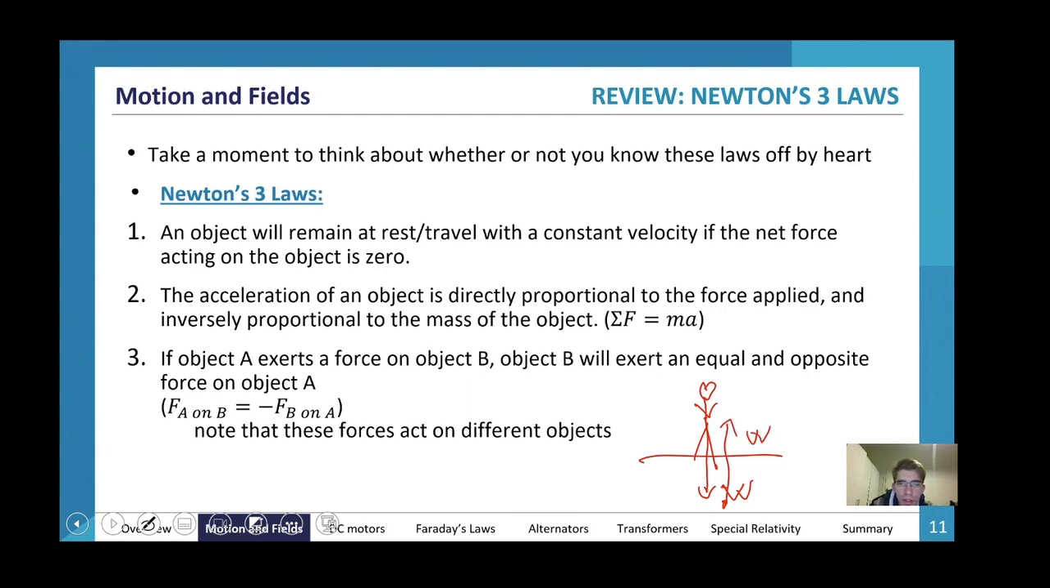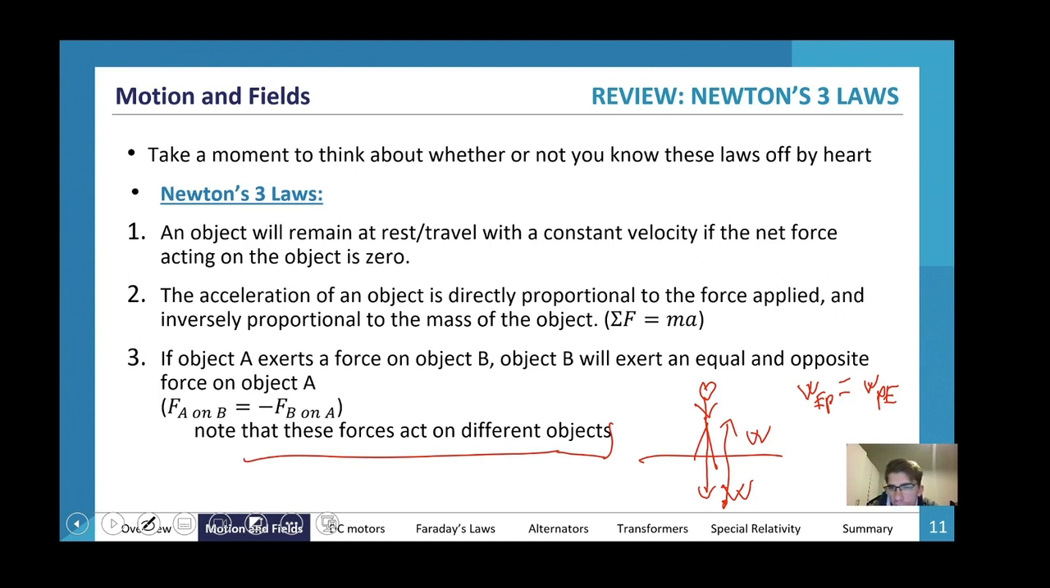Hence why it says that these forces have to act on different bodies. They can't be acting on the same body. So the reaction force of the weight force that the earth applies on you, right, on people, is the weight force that the person applies on the earth.